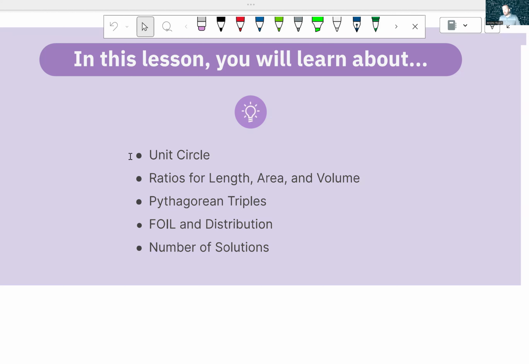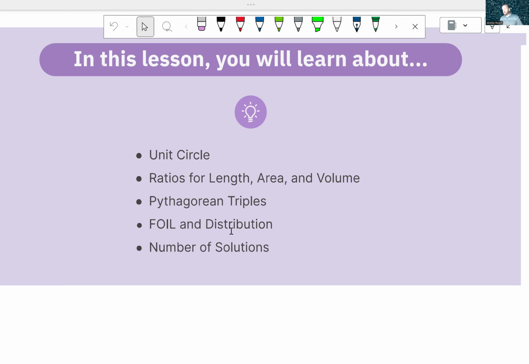So in rules and formulas 3, we're going to cover the unit circle, just some basic information on the unit circle. We're going to go over ratios of length, ratios of area, and ratios of volume. Ratios of length is pretty simple, but when we get into area and volume, we have to start comparing squared and cubed amounts. The Pythagorean triples have to do with 90-degree triangles. And it's good to memorize a few of these that can help you with the Pythagorean theorem.